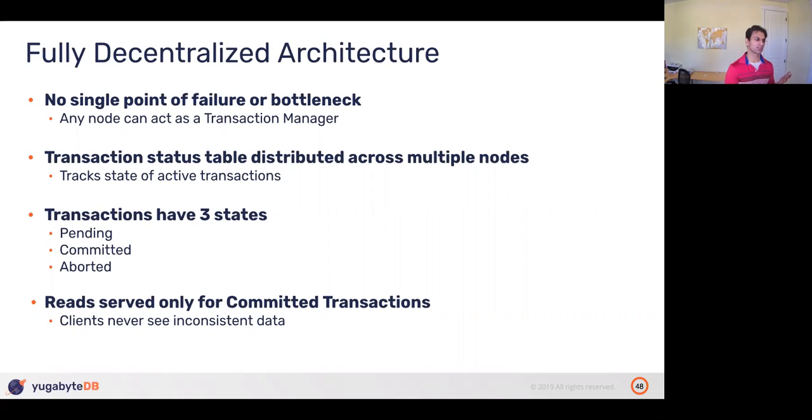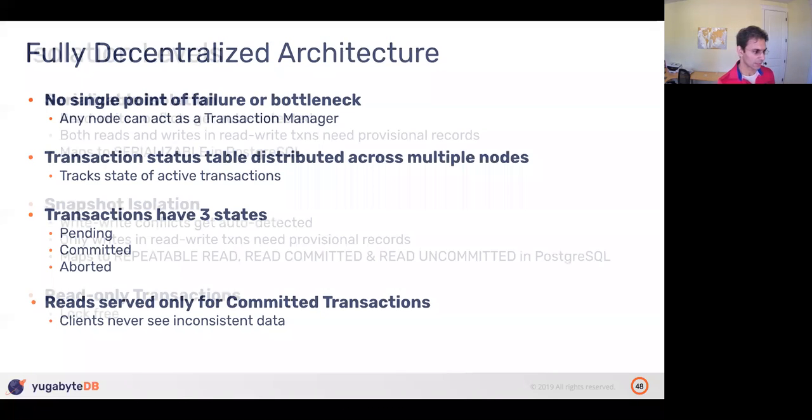A transaction can have three states: pending, committed, and aborted. You can only serve reads for committed transactions. If they're aborted, you simply ignore them. If they're pending, you have to go and figure out if it's a conflict or a potential conflict, or you have to run conflict resolution rules, right?